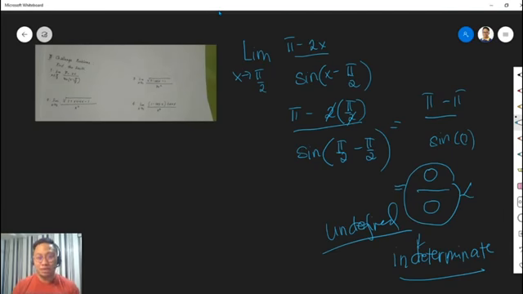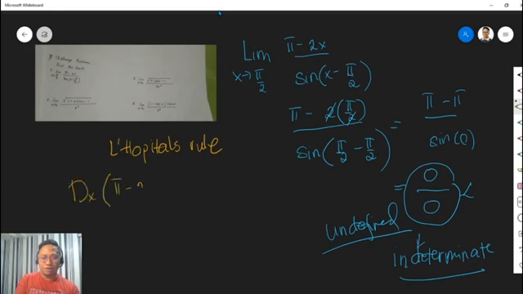So in this problem, we're going to do something that would make the limit exist. What we're going to apply here is what we call L'Hopital's rule. L'Hopital's rule is a method to evaluate limits if you see an indeterminate form like this. We're going to take the derivative of the numerator, which is pi minus 2x, and the derivative of the denominator, which is sine x minus pi over 2.